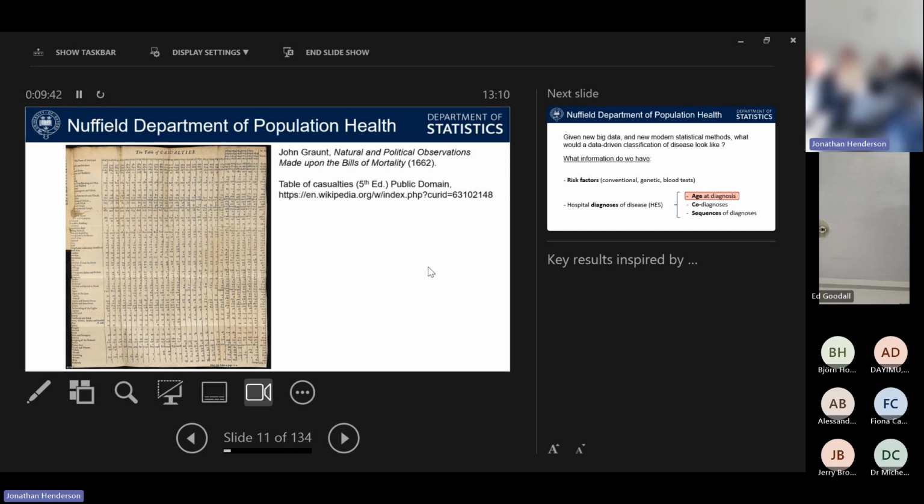And what John Graunt did was tabulate this information across many different years so that he could understand what were actually the genuinely most serious causes of death, as opposed to those that were just catching people's attention at the time.